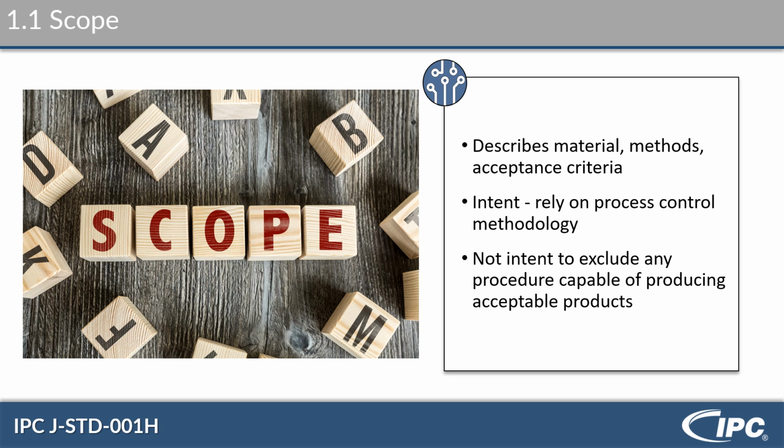The intent is for a user or a manufacturer or a technician to rely on process control methodology. We'll get into what that is later. It is not intended to exclude any procedure that is capable of producing acceptable products. So say if you have a method that isn't listed in the IPC J standard, but it still produces an acceptable product, and when it's inspected, when it's tested, or anything like that, if it still produces good work, that doesn't mean that it's excluded just because it's not mentioned in this book. Okay.